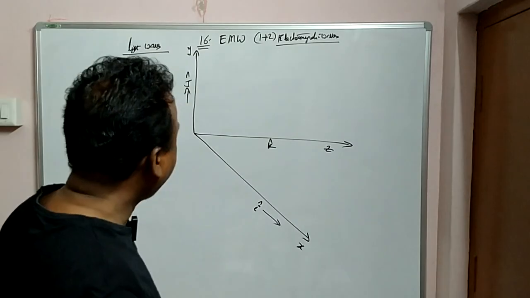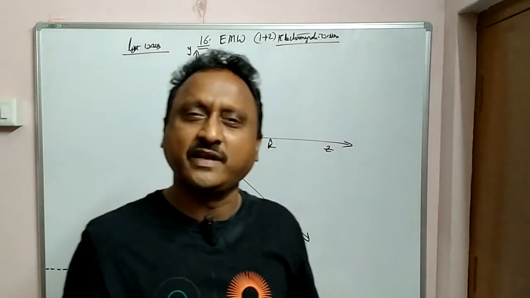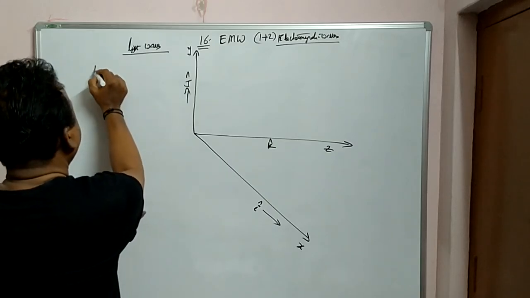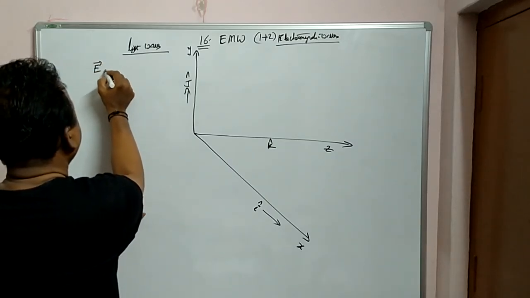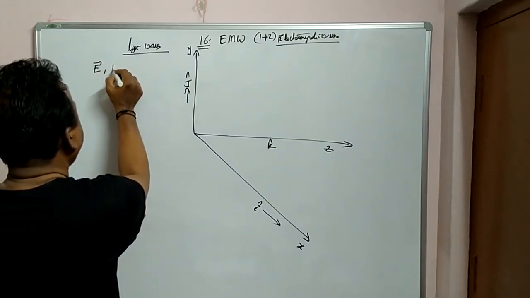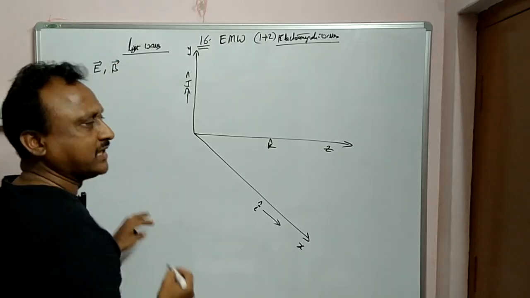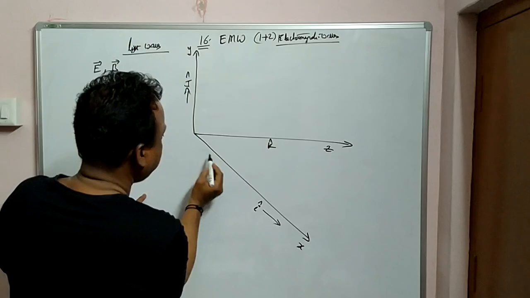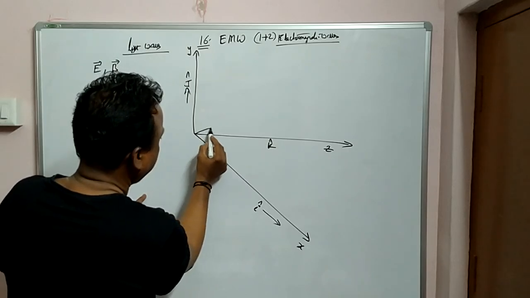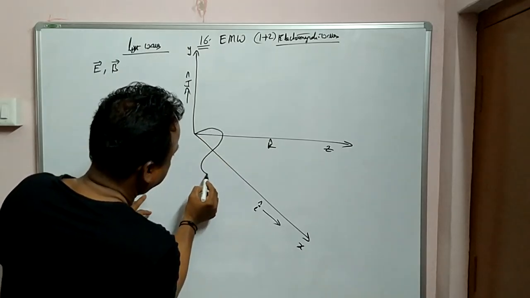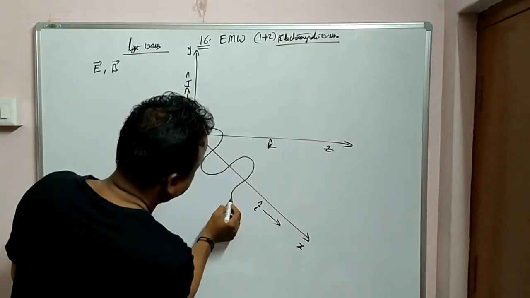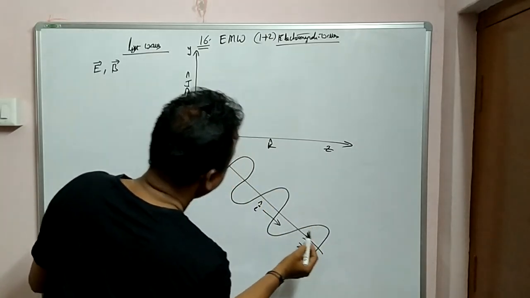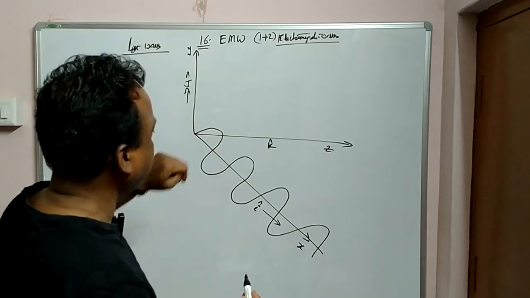Now, how will light waves, electromagnetic waves, be traveling? In the form of electric and magnetic field vectors, E bar and B bar. In what fashion? See here, if you observe carefully, this is very important from an examination point of view. In the examination they are asking regularly. This is the electric field vector.